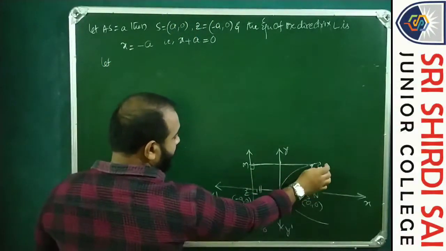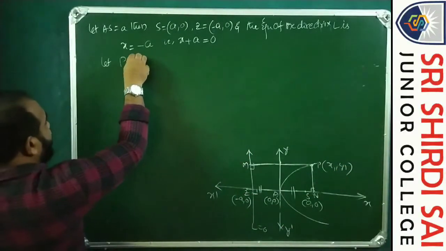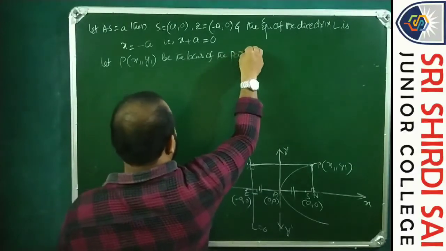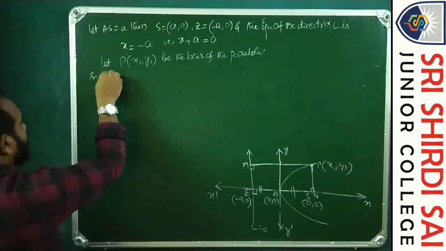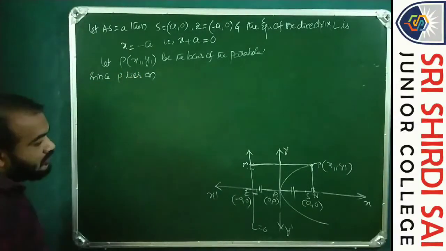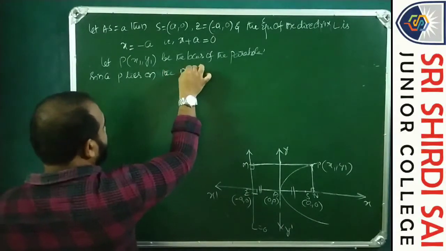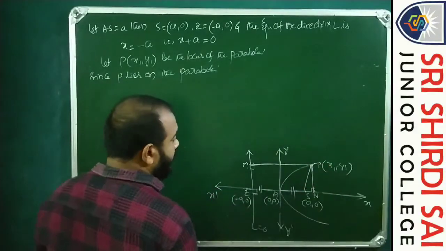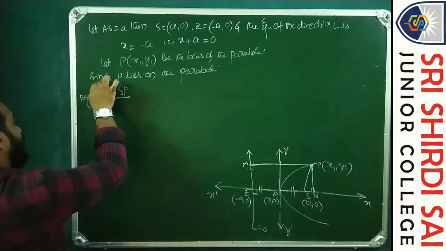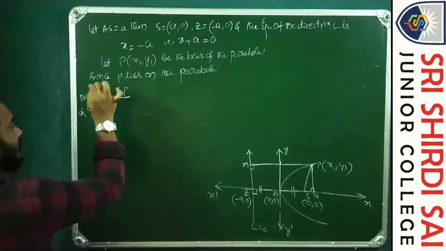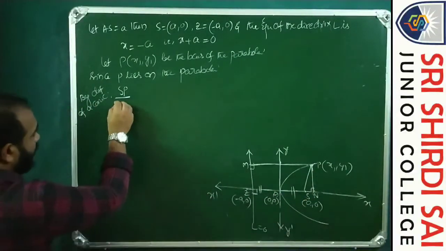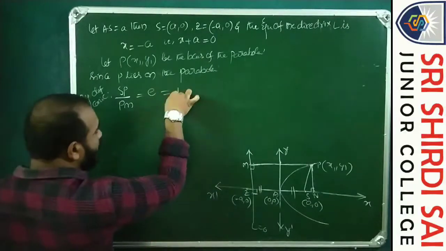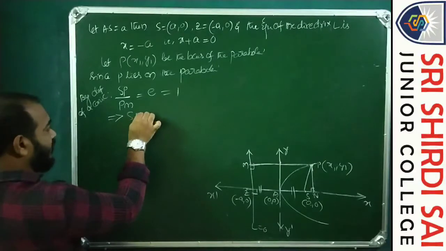Let P(x1, y1) be a point on the locus of the parabola. Since P lies on the parabola, by the definition of a conic, its distance from the focus divided by its distance from the fixed line is equal to the eccentricity e, and e equals 1 in the case of a parabola. That is, SP equals PM.